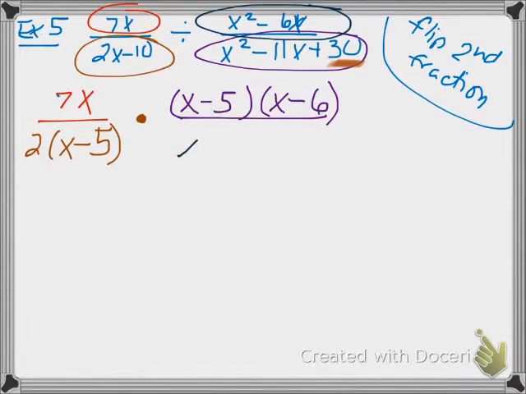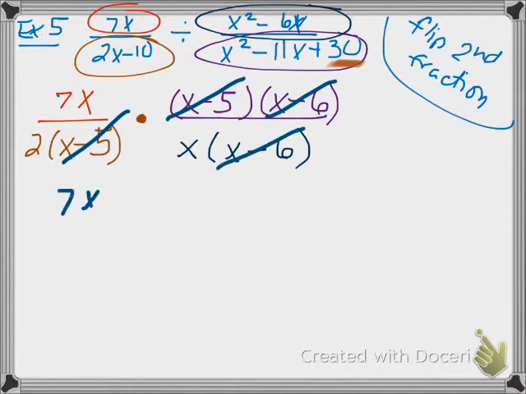When you look at the top, it is x squared minus 6x. The only thing they have in common is an x. If I factor out an x from x squared, I have x left over. And if I factor out an x from 6x, I just have 6 left over. So at this point, you should start eliminating. X minus 5, x minus 6 goes away.